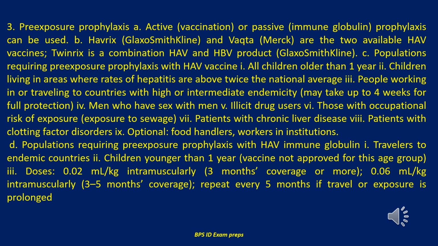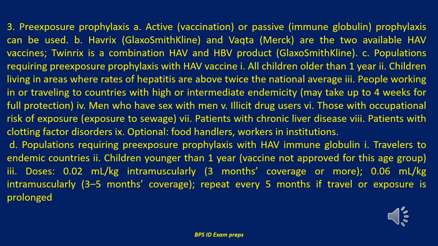1. All children older than 1 year. 2. Children living in areas where rates of hepatitis are above twice the national average. 3. People working in or traveling to countries with high or intermediate endemicity; it may take up to 4 weeks for full protection. 4. Men who have sex with men. 5. Illicit drug users. 6. Those with occupational risk of exposure, e.g. exposure to sewage. 7. Patients with chronic liver disease. 8. Patients with clotting factor disorders. 9. It is optional among food handlers and workers in institutions.